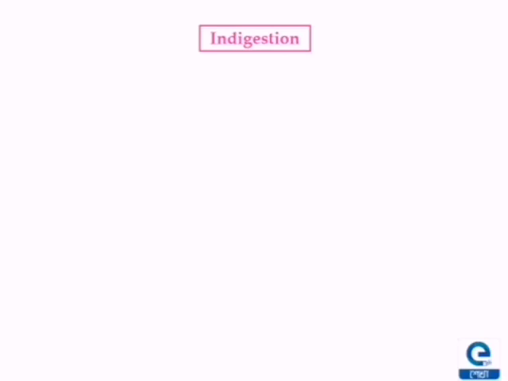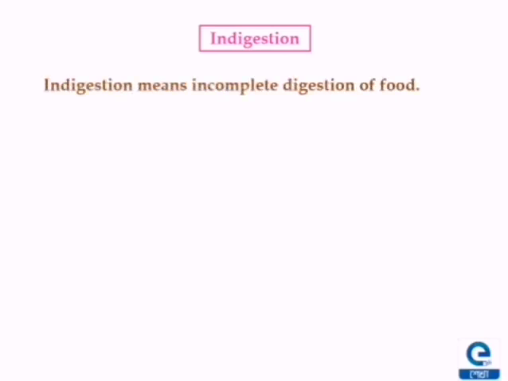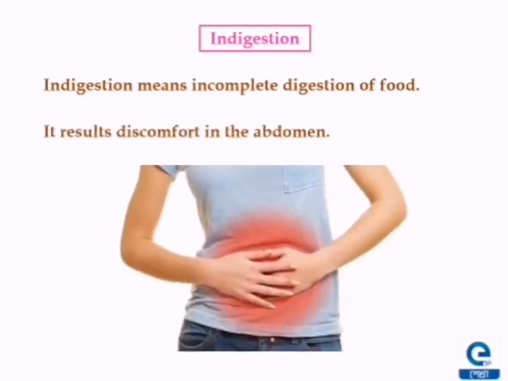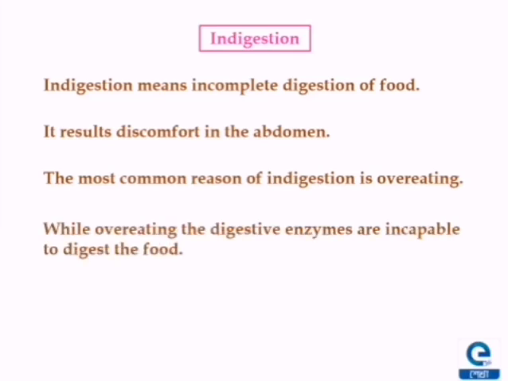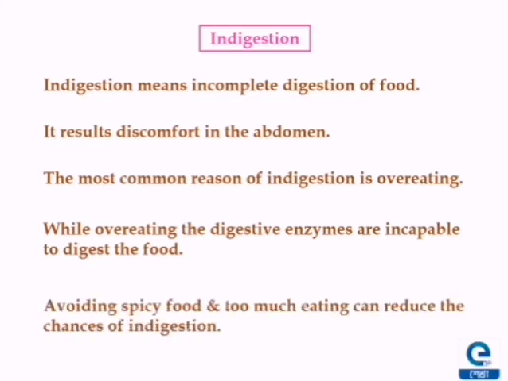The next problem we are talking about is indigestion. Indigestion means incomplete digestion of food. It results in discomfort in the abdomen, and the most common reason for indigestion is overeating. While overeating, the digestive enzymes become incapable of digesting the food, and thus the problem occurs. Thus, avoiding spicy food and too much eating can reduce the chances of indigestion.